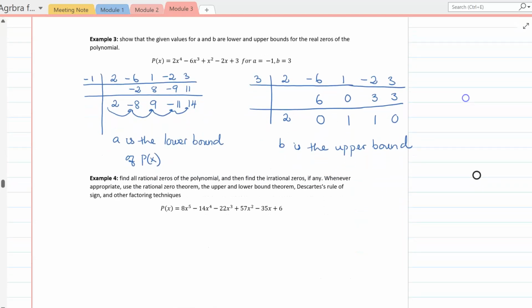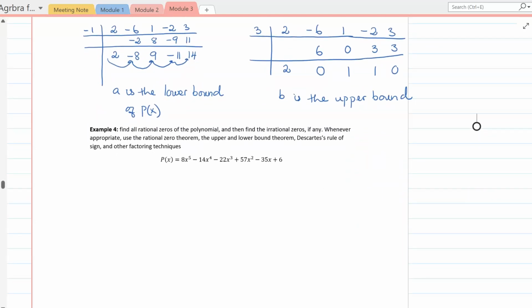So let's take a look at this problem. We want to find all rational zeros of the polynomial, then find the irrational zeros if there are any. When appropriate, use the rational zeros theorem, the upper and lower bound theorem, Descartes' rule of signs, and other factoring techniques. So we'll use everything that we know how to factor this.